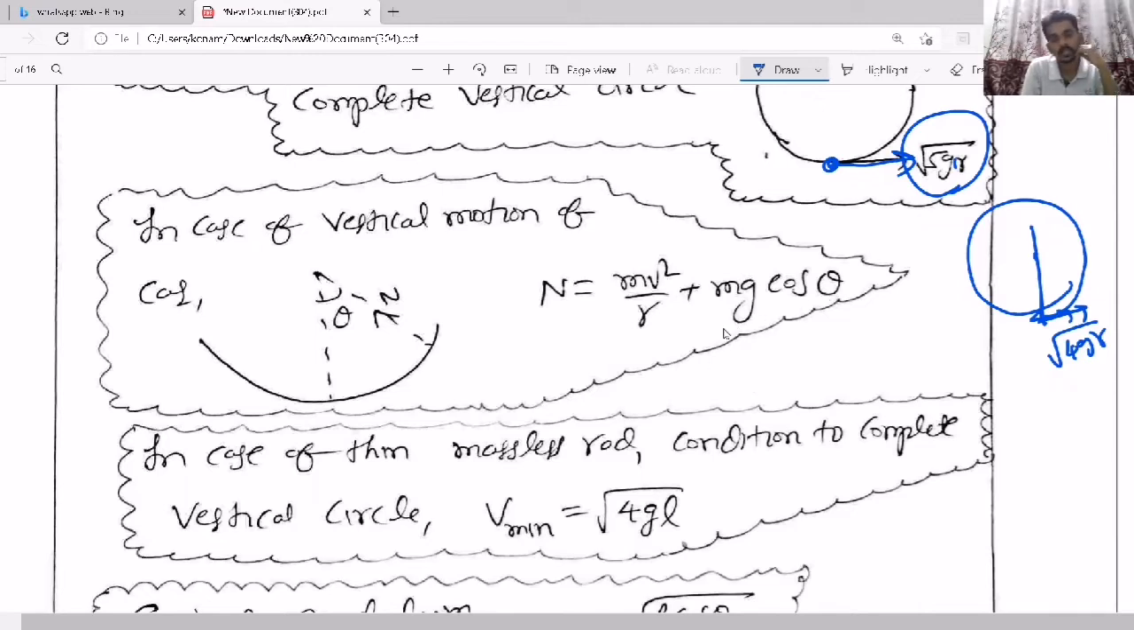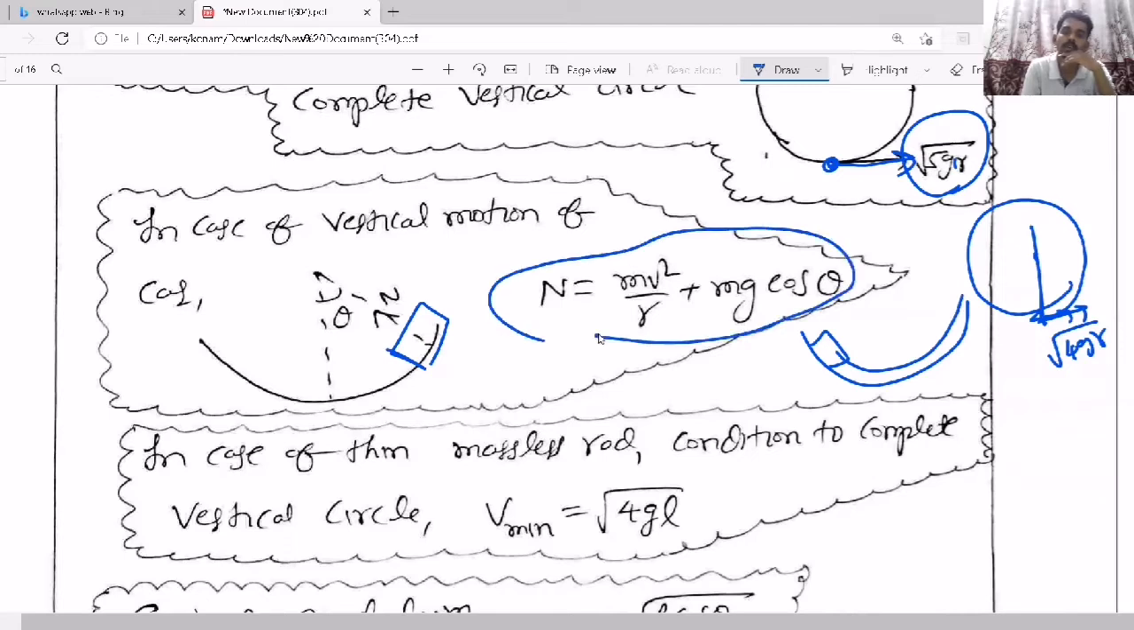And based on the same vertical motion, they will also ask in this way, like when there is a curved road and a vehicle is going like this, then at any point, what is the normal reaction? That is mv square by r plus mg cos theta, where mv square by r is the outward centrifugal force and this is mg, and the component in this direction is mg cos theta, and the normal reaction is upward. So please try to understand it. They can ask either normal reaction or tension in case of a vertical circular path.